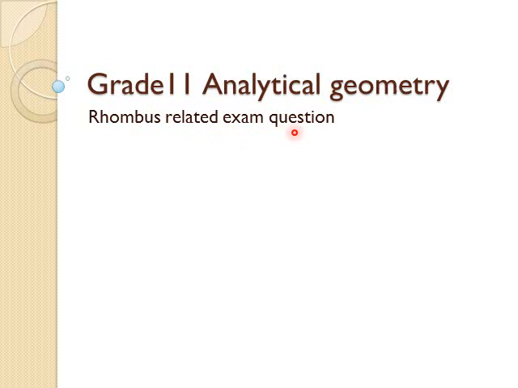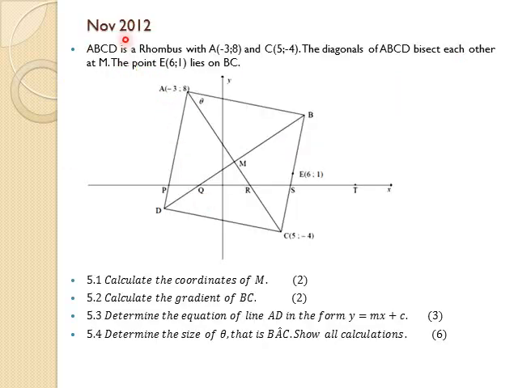And this is a rhombus related exam question, right? So, in November 2012, ABCD is a rhombus with A being (-3, 8), C being (5, -4). The diagonals of ABCD bisect each other at M. The point E (6, 1) lies on BC.